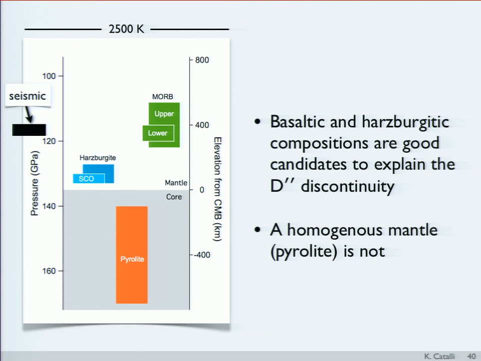And then coming back to the seismic transition, it's about 70 kilometers here, and you can see we're relatively close for these two compositions, but the homogeneous mantle composition really does not explain the seismic results.